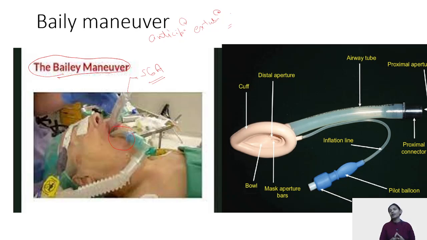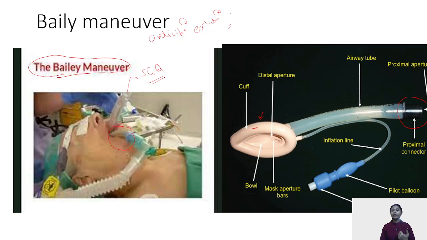See, various kinds of LMAs have been developed, but the basic structure of an LMA remains the same. The first conventionally developed LMA by Archie Brain was this classic LMA, which consisted of an elliptical, spoon-shaped, bowl-shaped cuff, which has a ventral cuff, and in the newer ones we have a dorsal cuff also. Then you have an airway tube which is connected to a proximal connector. In recently introduced ones, you now have two tubes: one is the airway tube and the other is your drain tube.